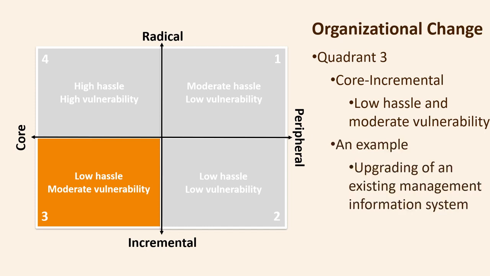An example of a change placed in Quadrant 3 is an upgrading of an existing management information system affecting the conduct of the main business activity, but incremental in its departure from existing arrangements and systems. It is not that difficult to implement, but it is difficult to roll back.